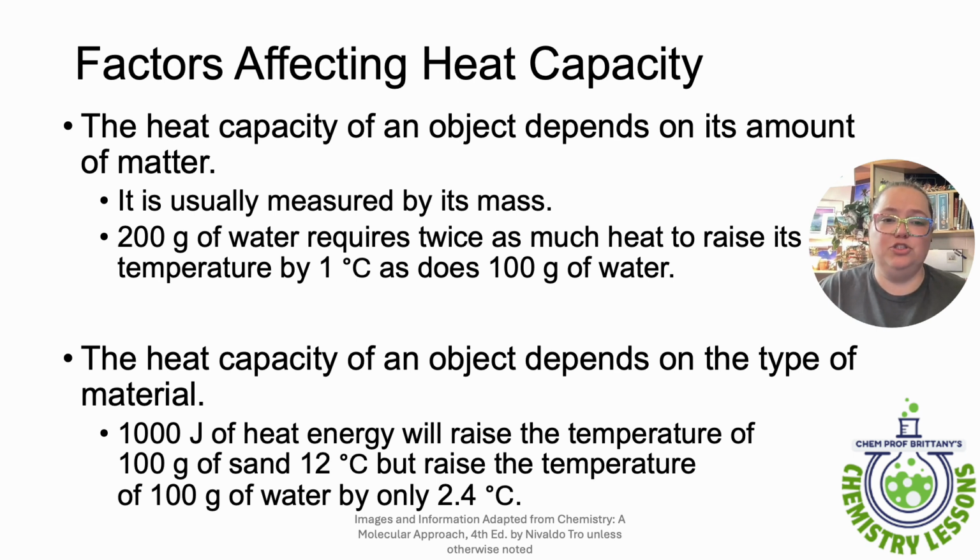And the heat capacity of an object also depends on the type of material. So 1,000 joules of heat energy is going to raise the temperature of 100 grams of sand by 12 degrees Celsius, for example, but it's only going to raise the temperature of 100 grams of water by 2.4 degrees Celsius because it takes more energy to raise the temperature of water. So it is mass dependent and, well, matter dependent, but we measure it as mass, and substance dependent.